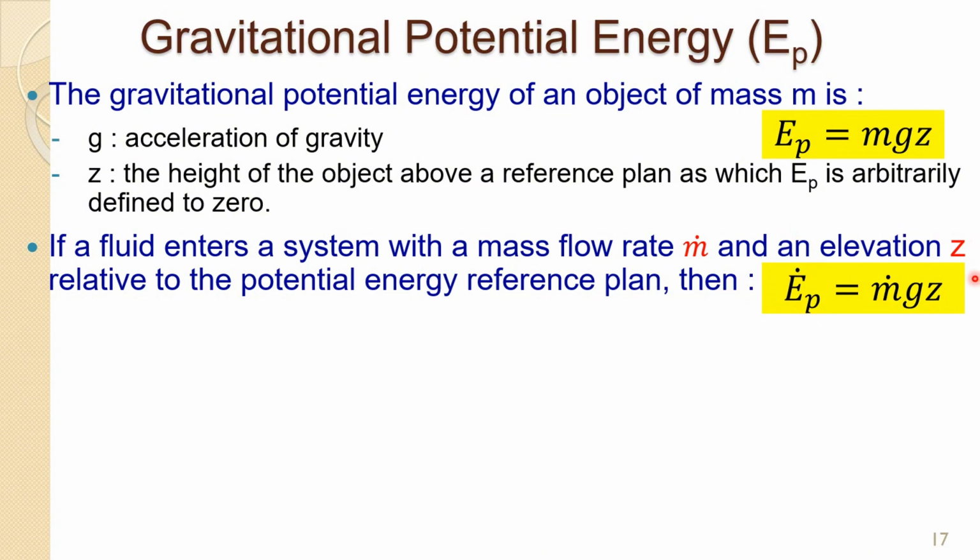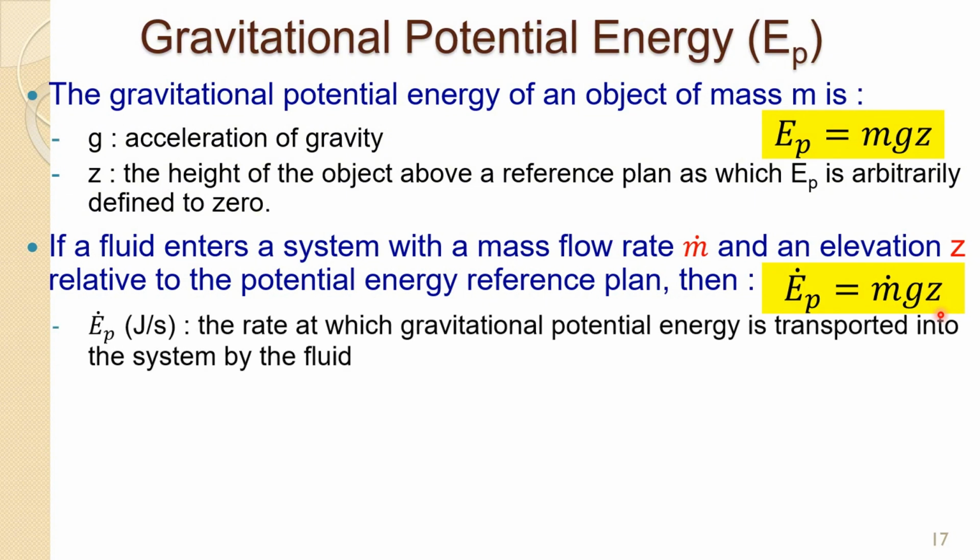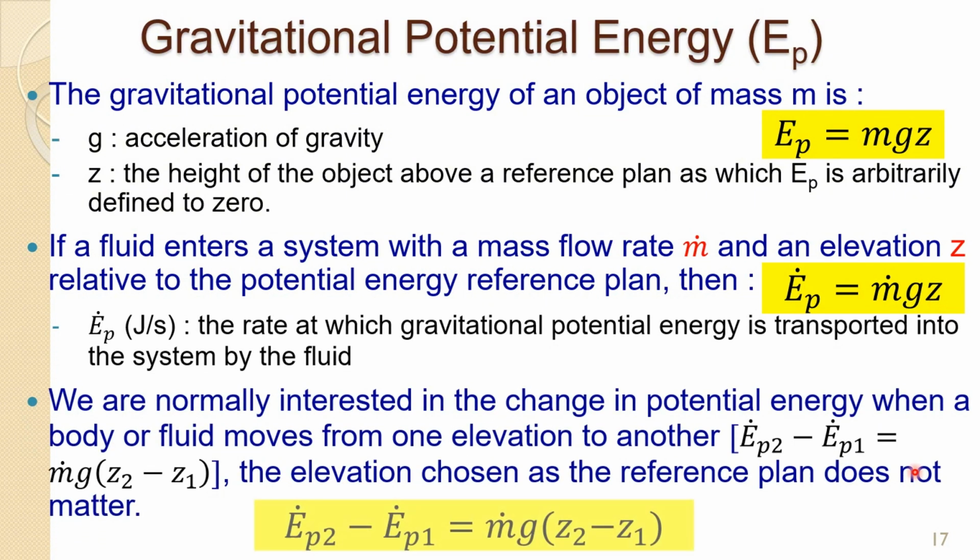So this is what you need to learn as a college student. Again, the potential energy rate, that means what? It is a power, equal to the mass flow rate times g times height. So this is called gravitational potential energy. We are normally interested in the change of potential energy when a body of fluid moves from one elevation to another. So from one potential energy to another, there's the difference, right? So this is what we learn.